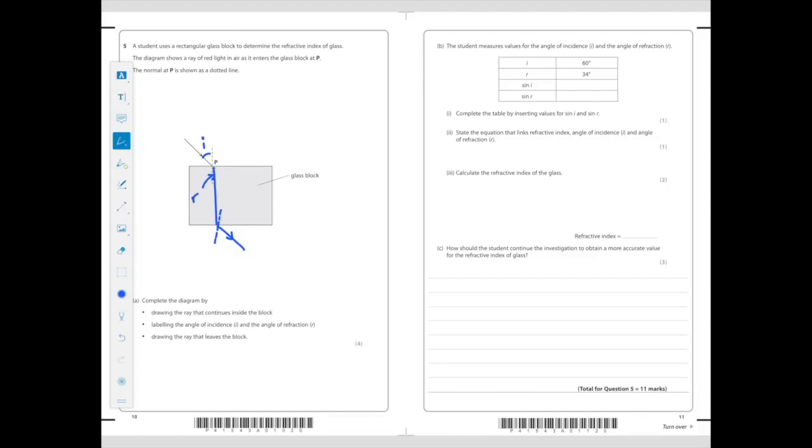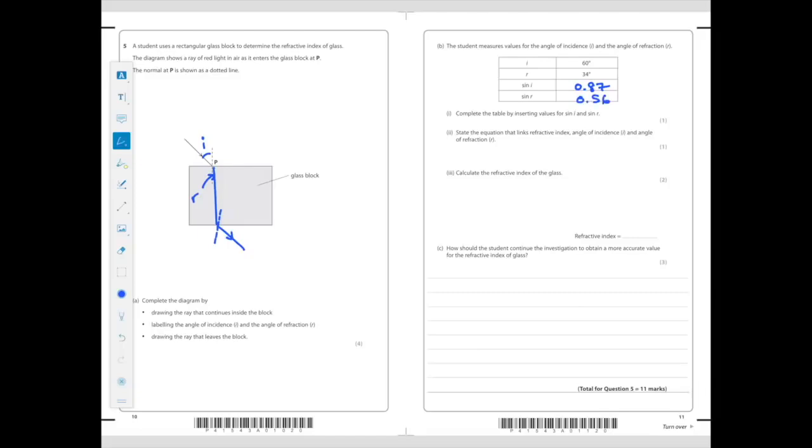The student measures values for the angle of incidence I and the angle of refraction R. So I is given as 60 degrees, R is given as 34 degrees. We need to complete the table by inserting values for sine I and sine R. That's quite straightforward. Just put into your calculator sine 60, and that is 0.87 to two decimal places. Put into your calculator sine 34, and that is 0.56 to two decimal places.